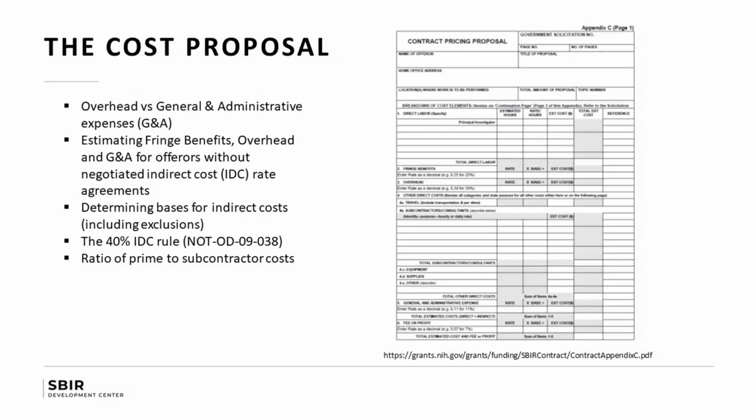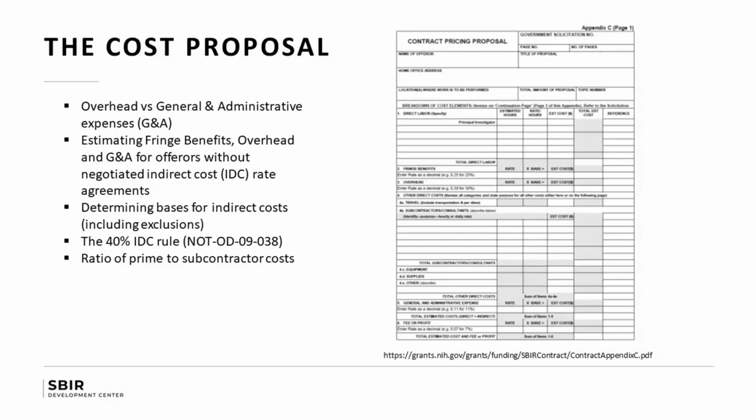So on the left side of my slide, you'll see a number of the items that I'll be talking about. They are fairly interrelated, and I have put them in an order that I thought was about as logical as could be, but there's a lot of overlap between these. So the first one is what's the difference between overhead and G&A costs? Then estimating all of these indirect costs when you don't have a negotiated indirect cost rate agreement yet. Then there will be determining the basis for indirect costs.